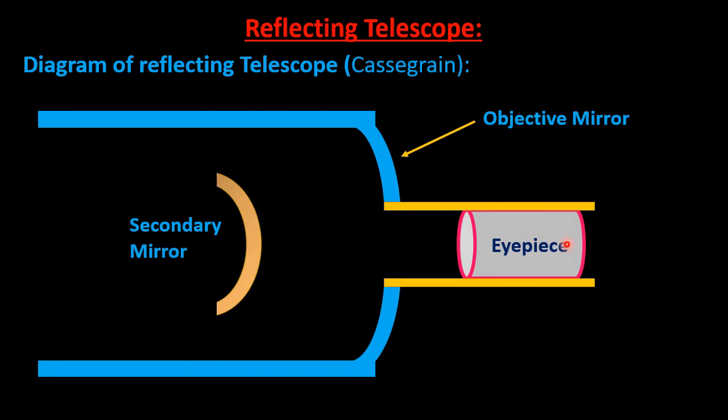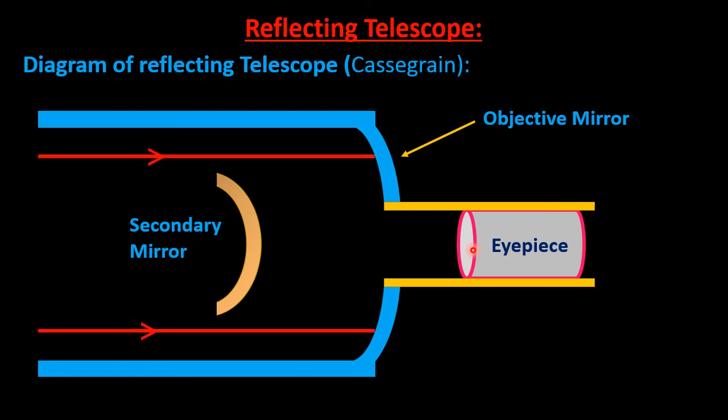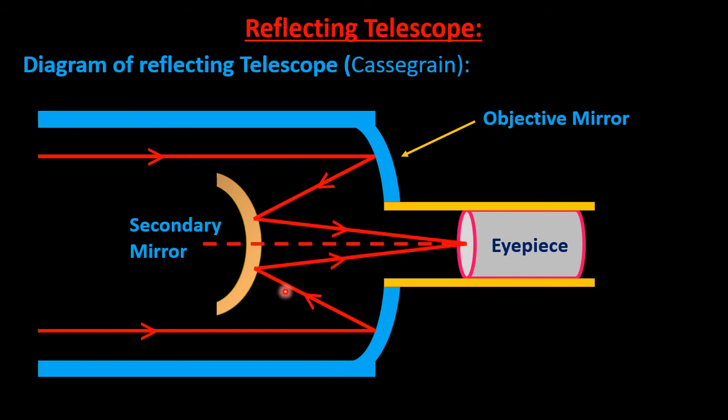Now let us discuss the working of this reflecting type of telescope. From the distant objects, the parallel rays of light will first be incident on the objective mirror, and the rays will be reflected by this mirror and directed towards the secondary mirror. Again this secondary mirror reflects the light towards the eyepiece, and in this way we will be able to see the image of an object.